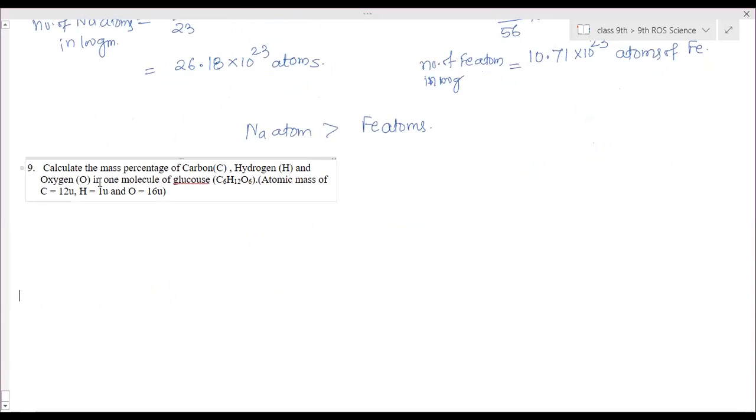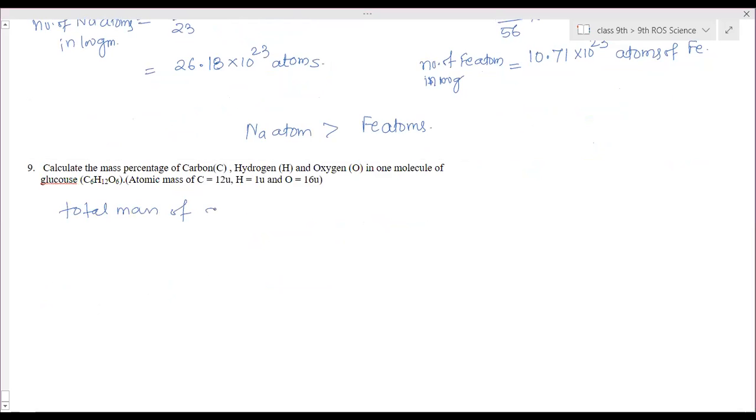Calculate the mass percentage of carbon, hydrogen and oxygen. Mass percentage is the percentage of the mass of carbon present in the glucose mass. So what is the molecular mass of glucose? Total mass of glucose, C6H12O6: 6 carbon, that is 12 into 6, plus 12 into 1, plus 6 into 16. So 72 plus 12 plus 96. What's the answer? 180.